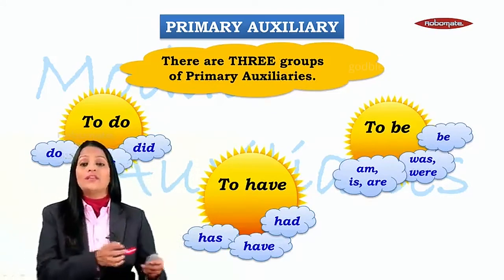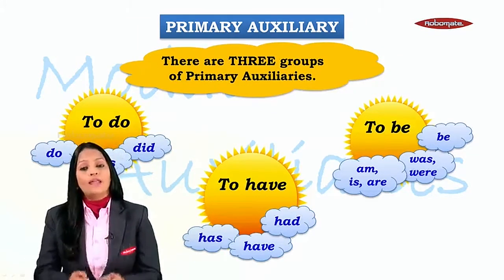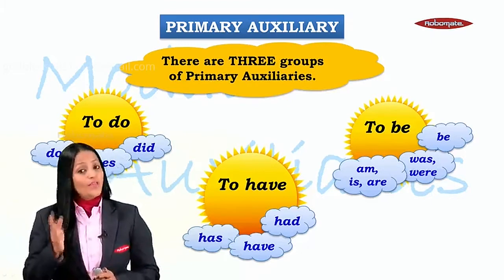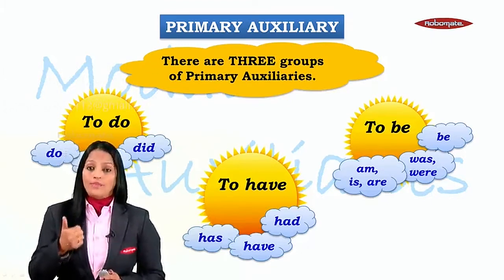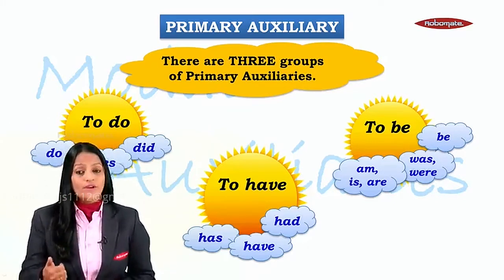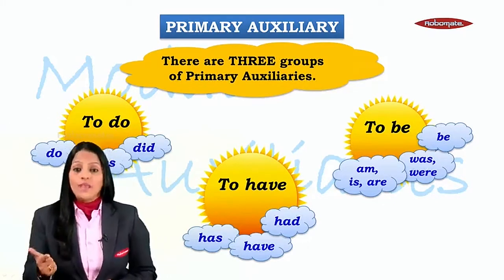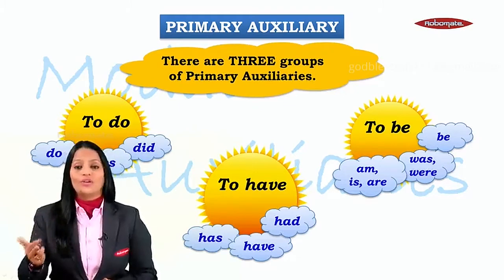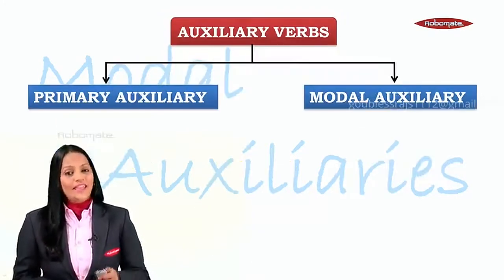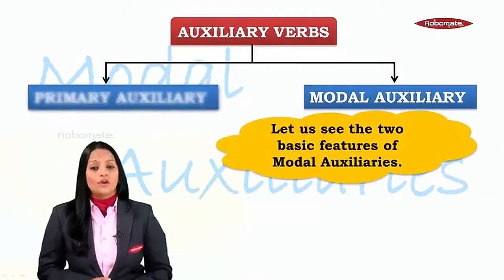Students, these are the three examples of primary auxiliaries. We have seen the three features. 1. Primary auxiliaries can be used as auxiliary verbs. 2. They can also be used as main verbs. And 3. They change according to the subject. Now, let's go on to modal auxiliaries.